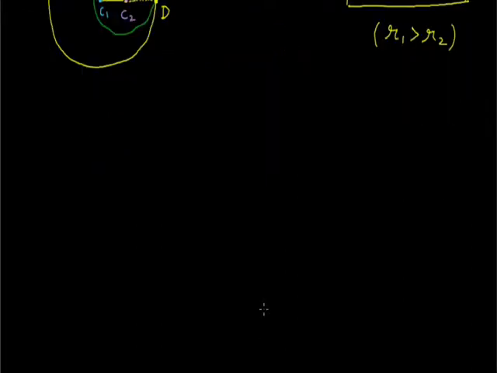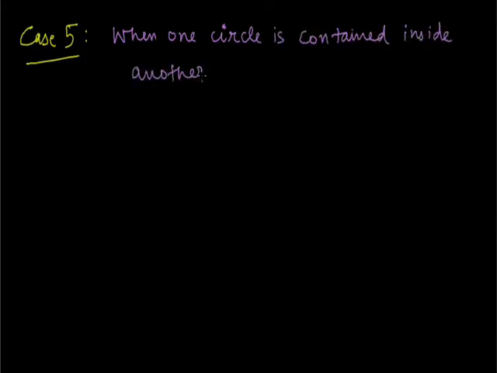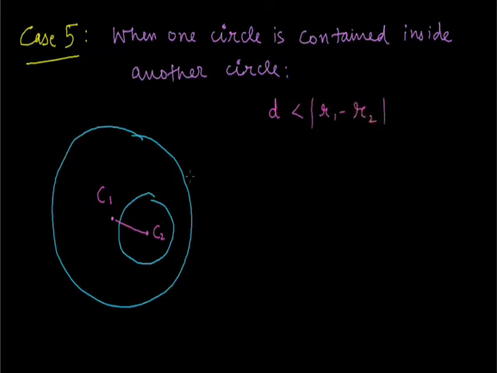Now let us discuss the last case, case number 5. Case number 5 implies the case when one circle is contained inside another circle. Now the situation is like this. This is the first circle and this is the second circle. Let's say the centers of the circles are C1 and C2. The condition over here will be the distance less than mod of R1 minus R2. Why am I putting mod over here? Because I want the distance to be positive. So this is the condition for this scenario.